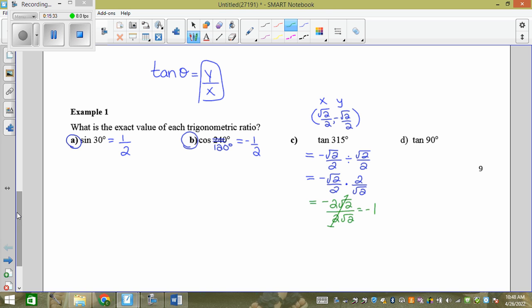All the 45 degree reference angles are going to come out as 1s or negative 1s. Why? Because your x's and y's are the same value, right?